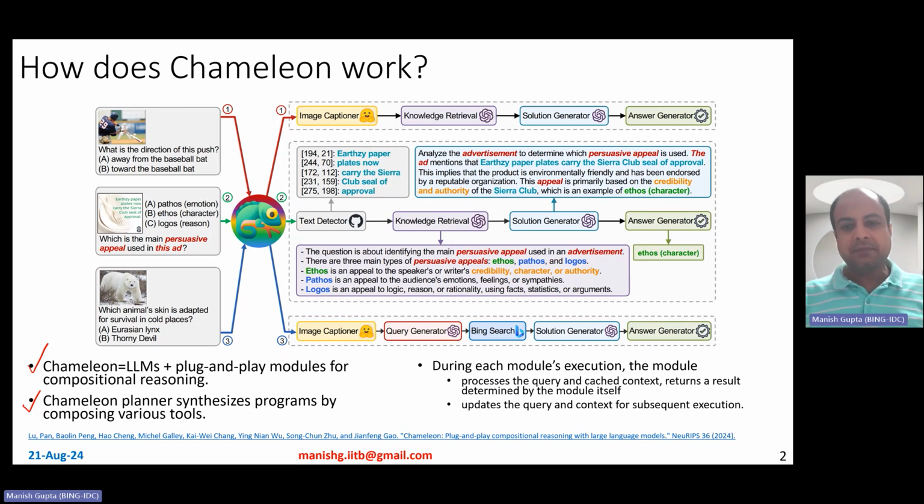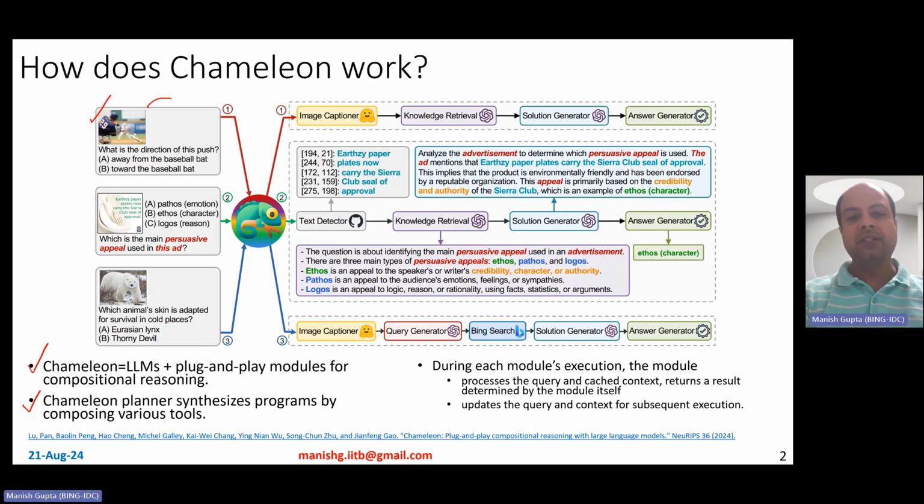That's it, right? So, for example, here there are three different tasks which are being shown from a data set called science question answering, ScienceQA. So here is the first task. What is the direction of this push? So there is a picture, and this guy is basically pushing the ball away using the baseball bat. And the question is, what is the direction of this push? There are two options: away from the baseball bat and towards the baseball bat.